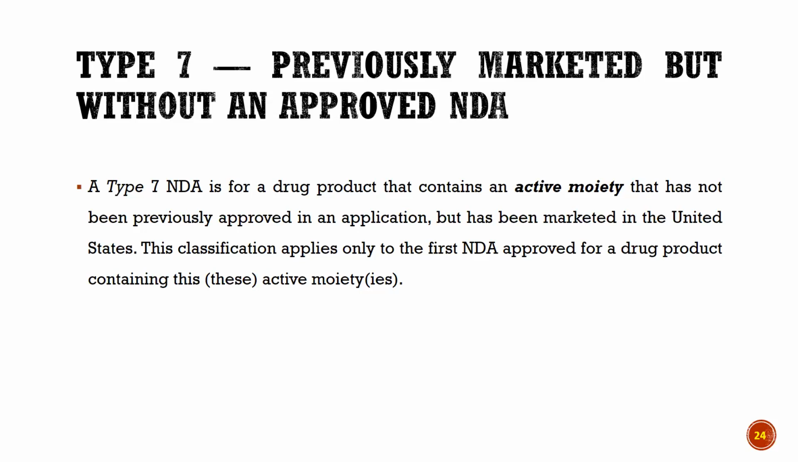So there are some special cases where the drug is marketed due to some emergencies without the approval, but without an approved NDA. In this case, we can file under the type 7.